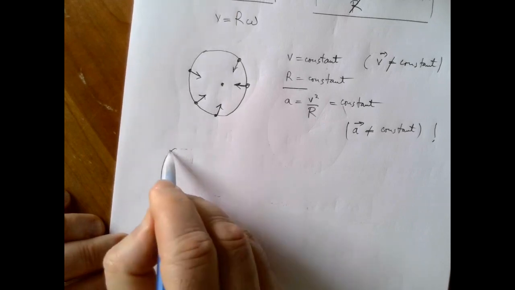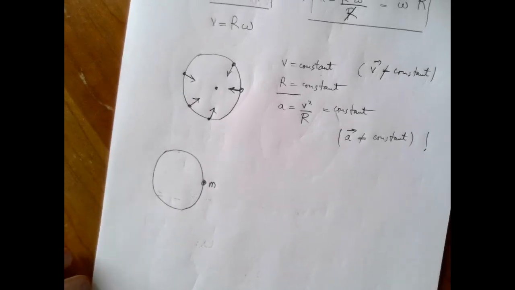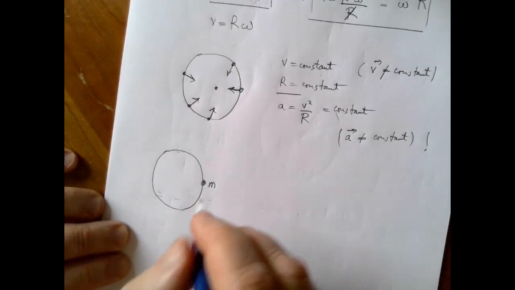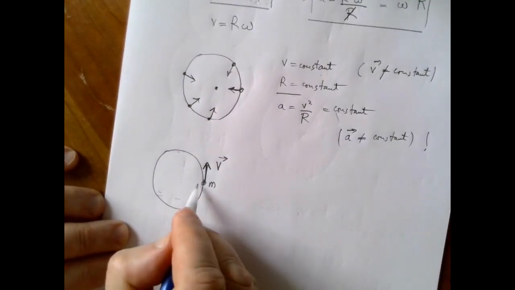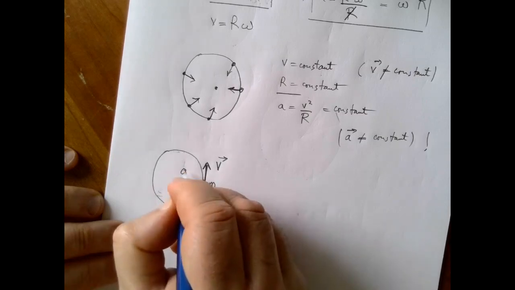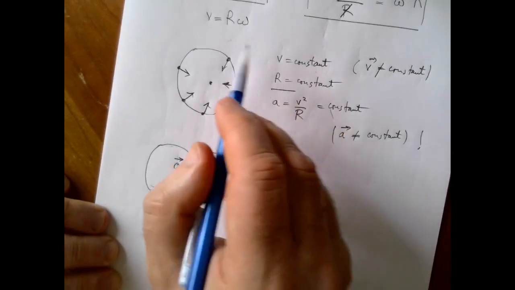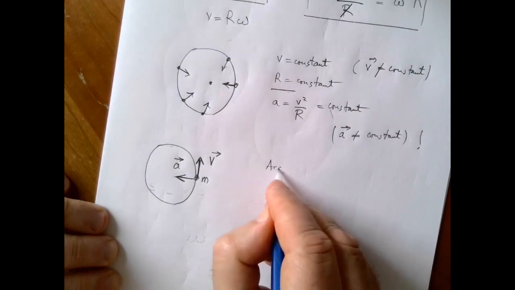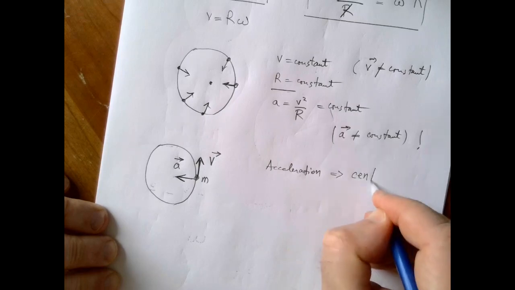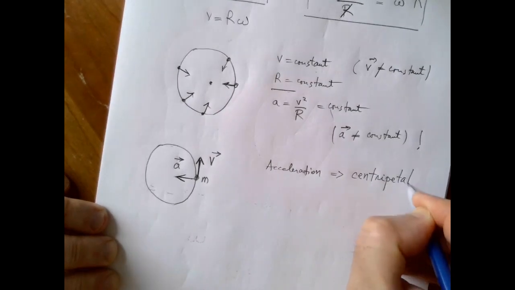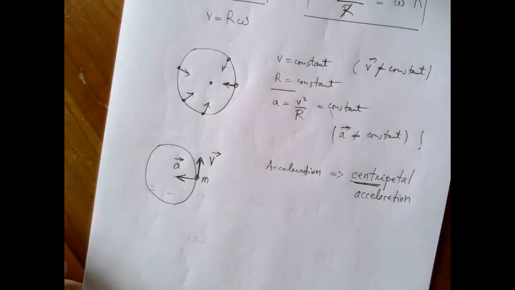To summarize so far, if an object is moving on a circle, at any given point, the velocity will be tangent to the circle, and the acceleration will be pointing towards the center of the circle. The name of this acceleration is centripetal. Centripetal acceleration. It comes from a Latin word that indicates the fact that it points towards the center.